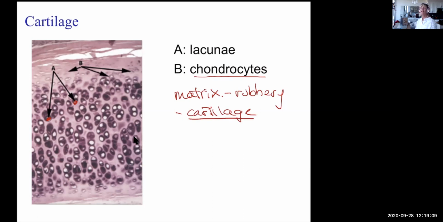There's a whole line of fishes that are called chondrichthyes, and those are your sharks. Sharks have an entirely cartilaginous skeleton, a skeleton made entirely of cartilage. Interestingly, cartilage has no blood vessels. There's no room for blood vessels. So diffusion brings nutrients and removes waste.